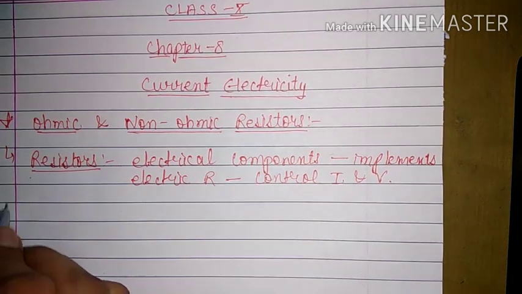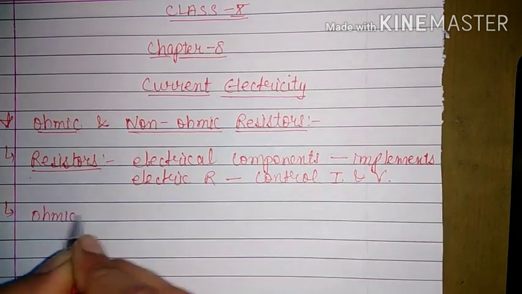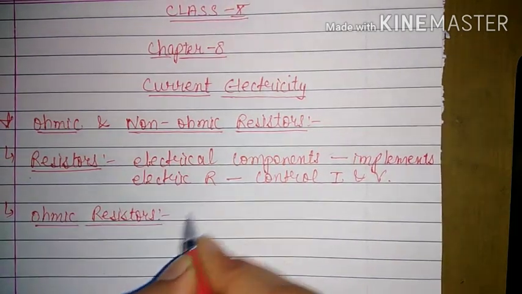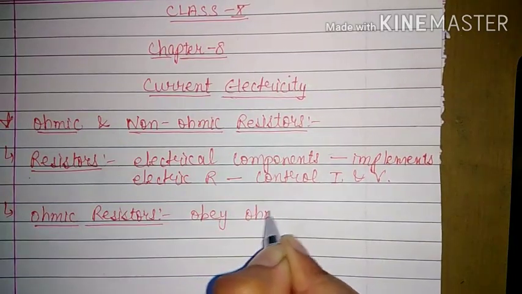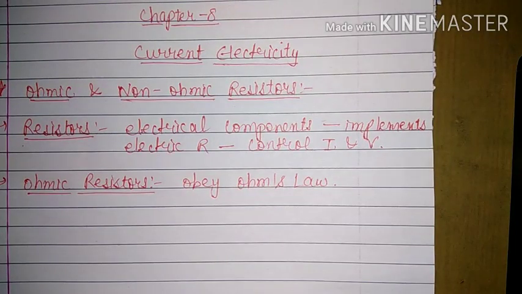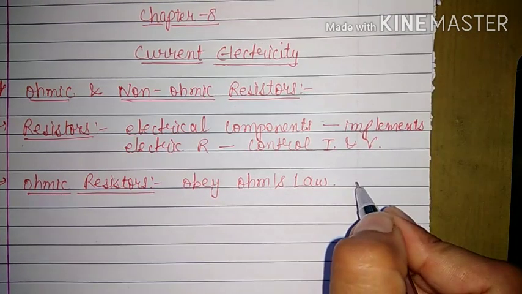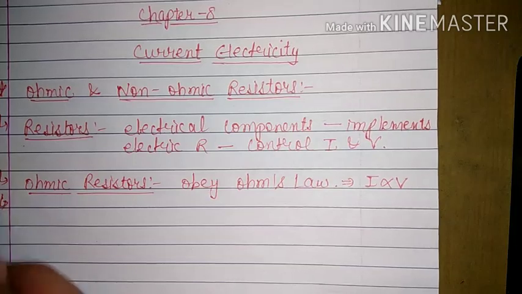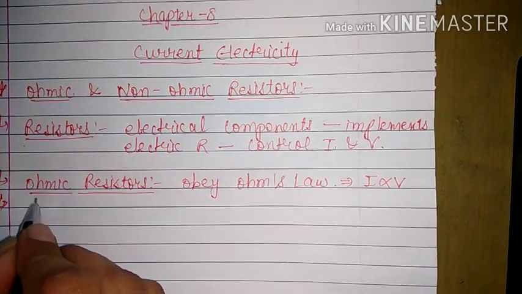Now obviously, as the name denotes, ohmic resistors are those which obey Ohm's law. Which obey Ohm's law means the amount of current flowing through the circuit is directly proportional to the potential difference applied at its terminals. That means V is directly proportional to I, or we can say I is directly proportional to V. And the next thing is the VI graph is a straight line.